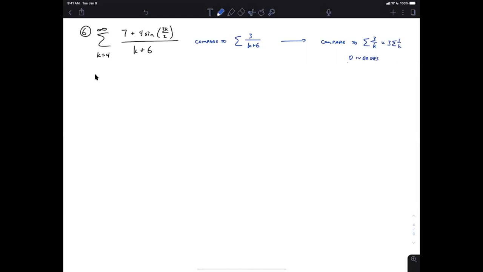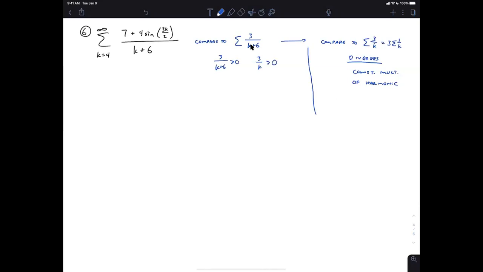This one diverges because it's a constant multiple of the harmonic series, or a P series where P is 1. Now, this one, if I want to use the direct comparison for the middle one, this would need to be bigger than this. It's not, so I use the limit comparison test on the one in the middle.